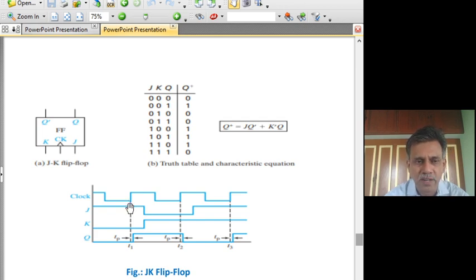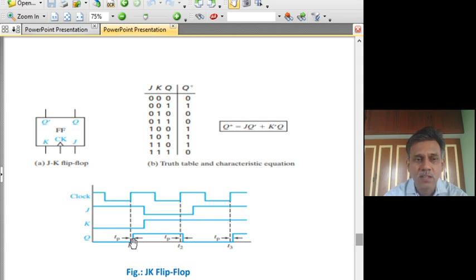Why is it positive edge? Because the clock goes from 0 to 1. So it is a positive edge. This clock edge triggers the flip-flop to change. Change occurs according to the value of J and K. Here J is equal to 1, K is equal to 0, which is a set condition. Therefore, Q, which was originally 0, becomes 1.